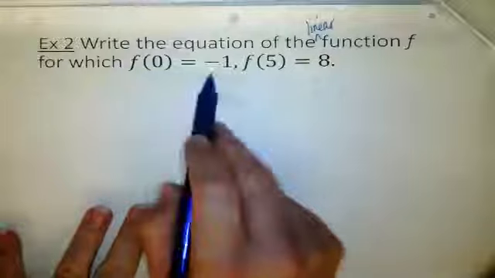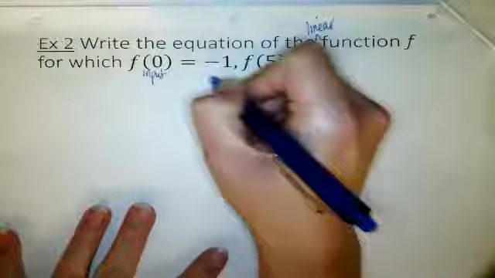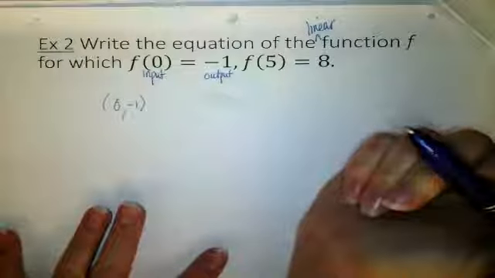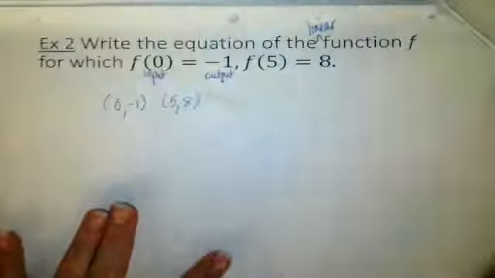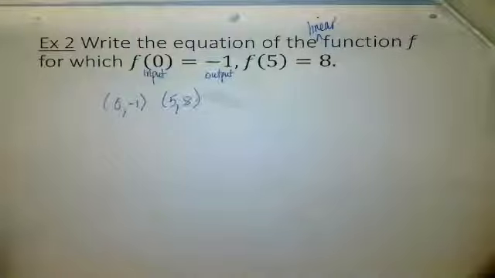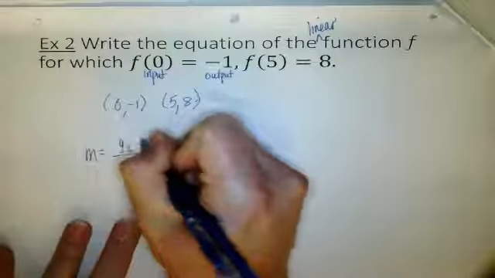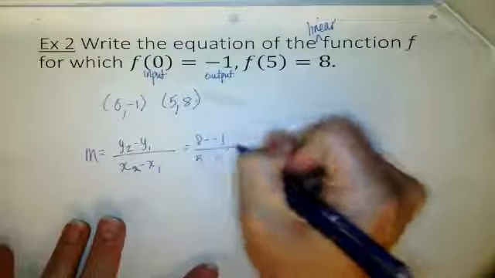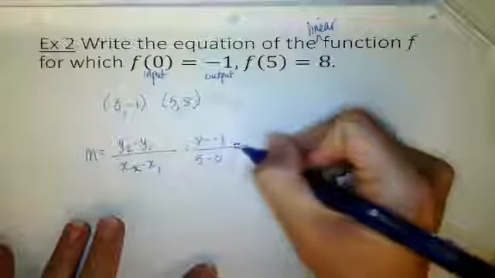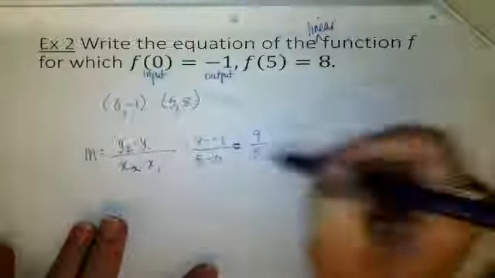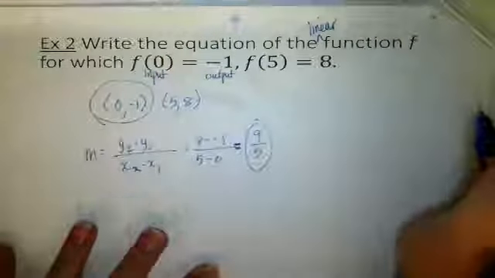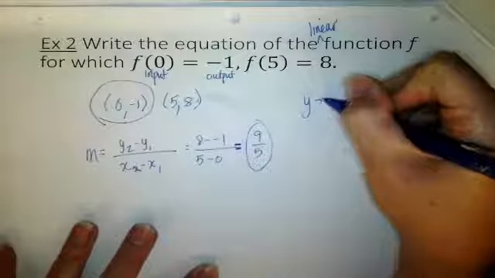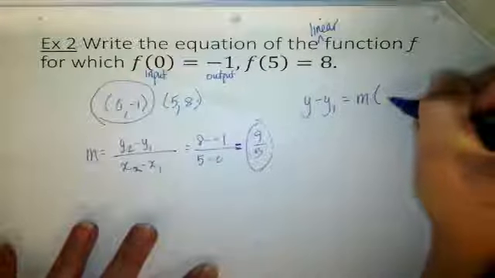So when we have function notation, it's important to remember that all we have is an input value and an output value. And if you have an input and an output, then you have an ordered pair, which means we have the ordered pairs 0, -1, and 5, 8. And what do we need to do in order to write the equation of the line? Find the slope, sure. The slope is y2 minus y1 over x2 minus x1, which would be 8 minus the -1 over 5 minus 0, which equals what? 9/5. And once you know the slope and one of your points, you put it into point slope form, which is what? y minus y1 equals m times the quantity x minus x1.